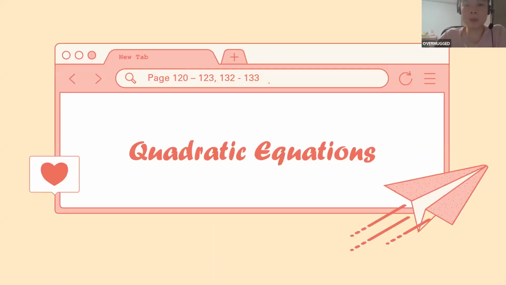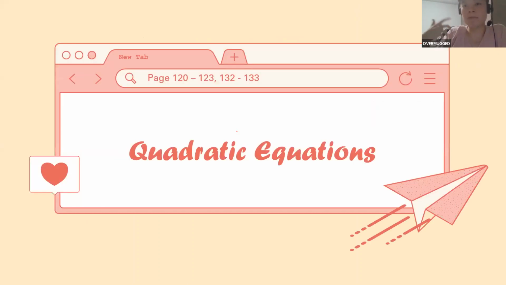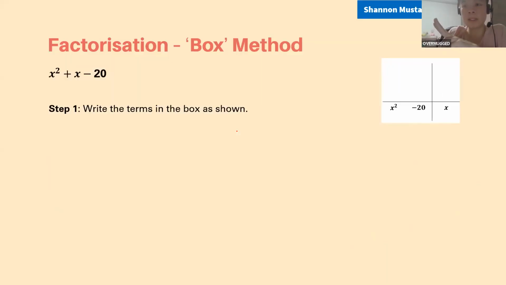Quadratic equations. For quadratic equations, there are two ways that you can factorize it. Now we are solving a quadratic equation, so we are basically finding out the possible values of x. There's the box method, or you may hear it as the cross factorization method, and there's the multiplication frame. So I'll quickly go through the box method first.